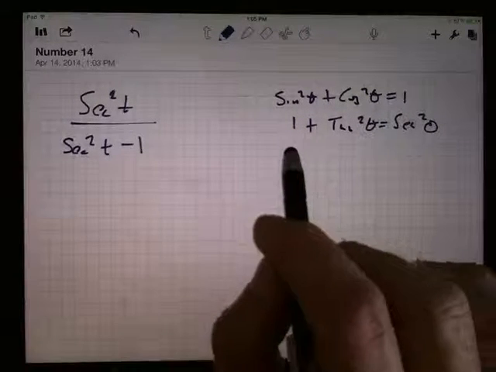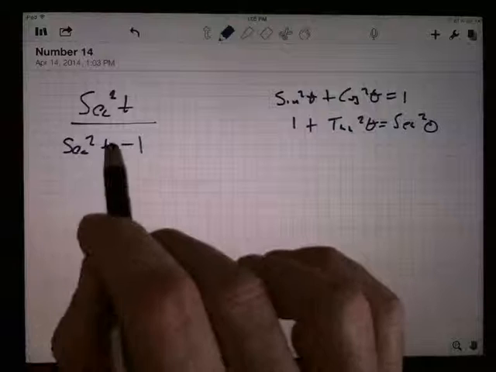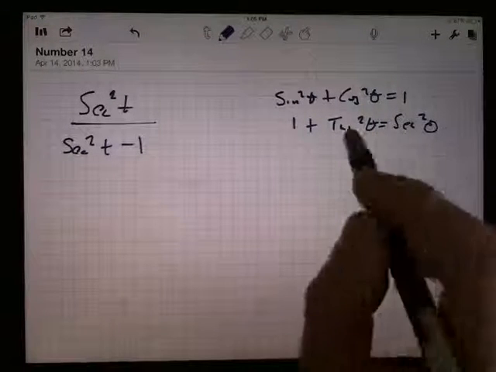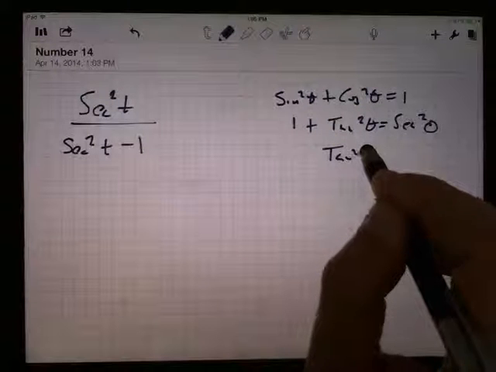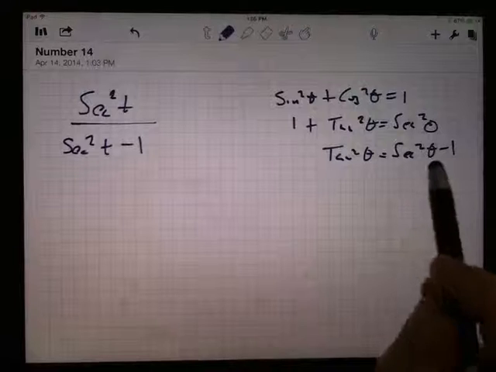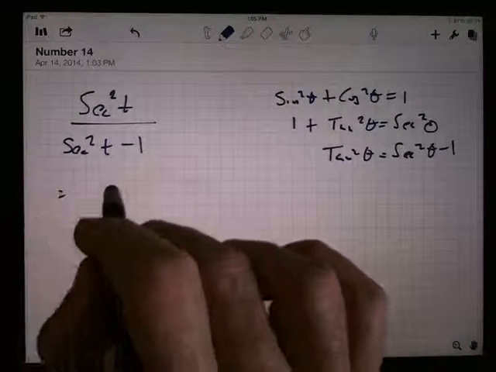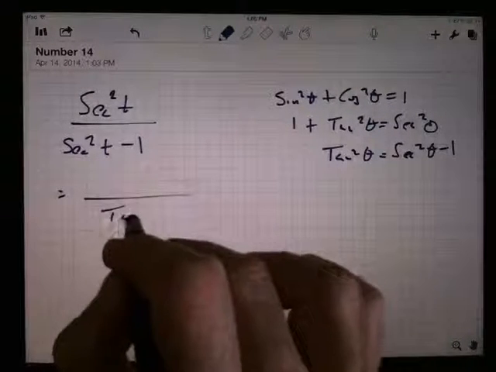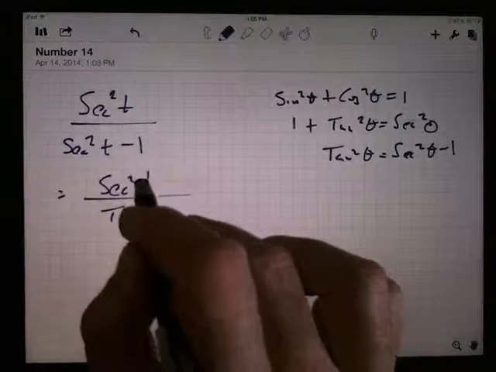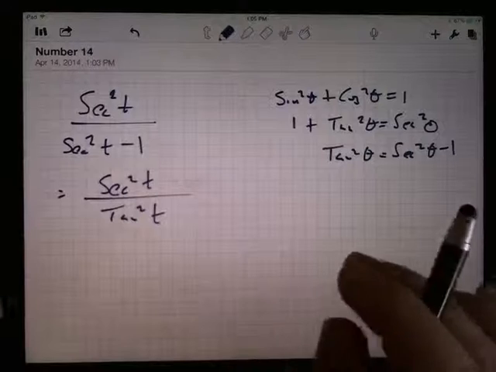Anyway, the thing that I want here is that I see the secant squared theta minus 1, I'm thinking, maybe that's something nice. And in fact it is. If I take the 1 and put it over here, tangent squared theta is secant squared theta minus 1. So that denominator right there is equal to tangent squared theta. Actually tangent squared t, because this is a t here. So you got a secant squared t on the top and a tangent squared t on the bottom.